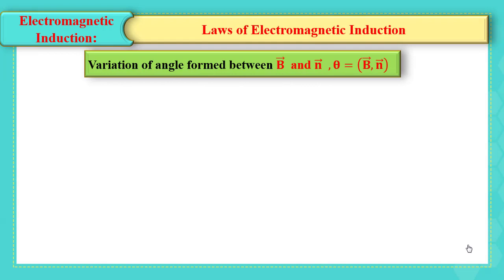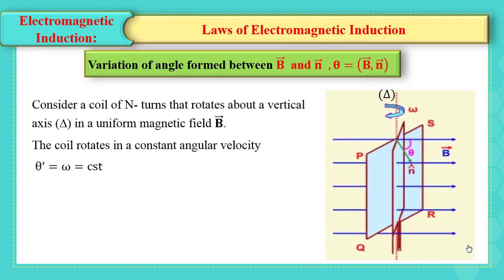Variation of the angle formed between B vector and N vector. Consider a coil of N turns that rotates about a vertical axis delta in a uniform magnetic field B as shown in the figure. The coil rotates with a constant angular velocity theta prime equals omega equals constant.